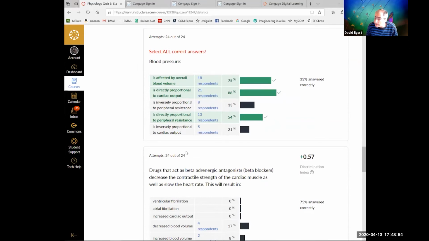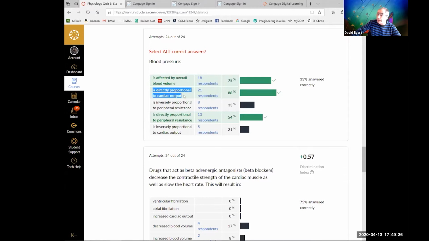And then there's this one. Blood pressure is affected by overall blood volume. It's kind of crazy to me that 25% of the people missed this after we've just said blood volume is a major thing that controls your blood pressure. We introduced the idea last class, and it's at the core of the long-term control of the renin-angiotensin mechanism. So again, you really want to work with these concepts.